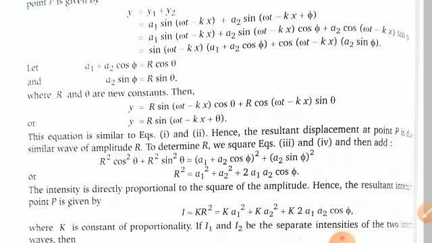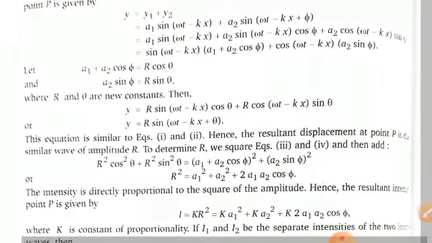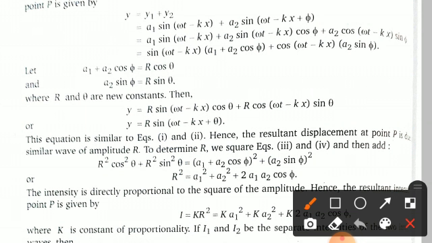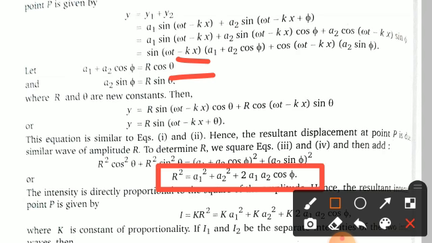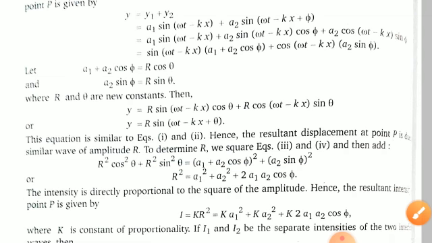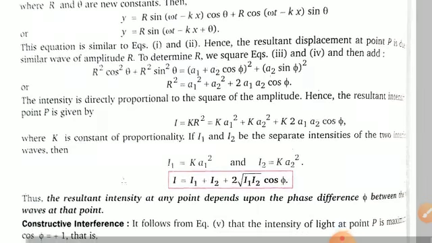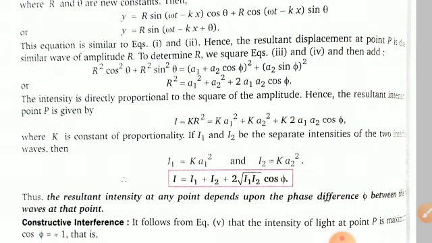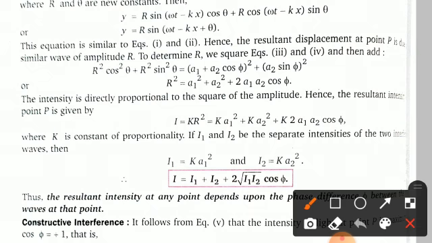Hence the resultant displacement at point P is due to a similar wave of amplitude r. To determine r, we square the equations 3 and 4 and then add them up. Here you can see this is equation number 3 and this is equation number 4. If we square and add them up, we get r squared equals a1 squared plus a2 squared plus 2 a1 a2 cos phi. This is your resultant intensity at point P. The intensity is directly proportional to the square of the amplitude. Hence the resultant intensity at point P is given by k times r squared, and in place of r squared you can put this value.